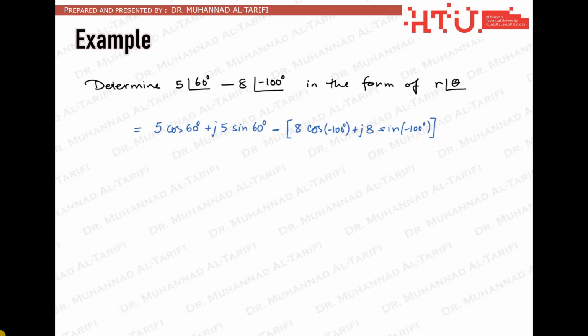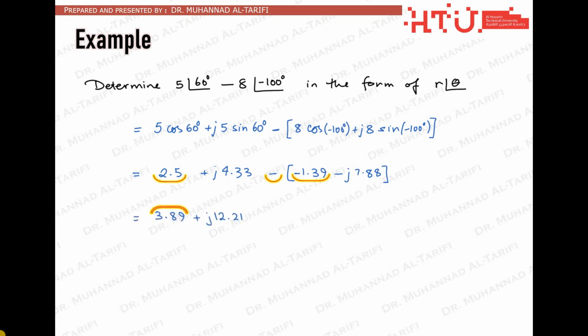5 at the phase of 60 degrees is transformed to this, and 8 at the phase of minus 100 degrees is transformed to this, and the subtraction operation remains. All terms would then be evaluated as seen. And now we can do the subtraction.